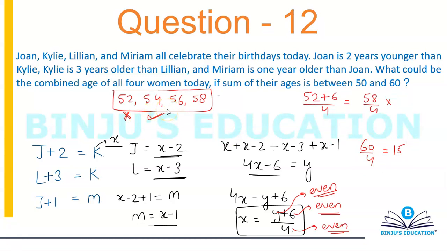If I'm going to take 56, so 56 plus 6 is 62. So that's also not applicable. And if I'm going to take 58, 58 is 4 more than 54. So it will be divisible. So this is also divisible.